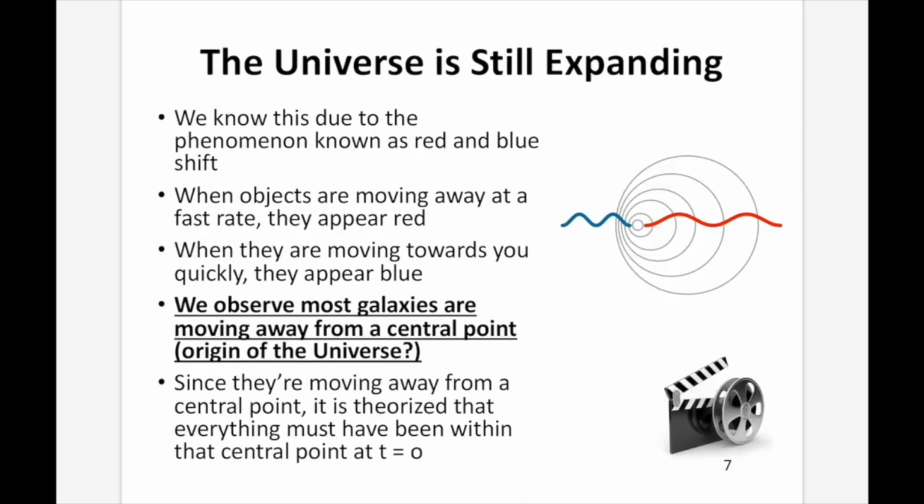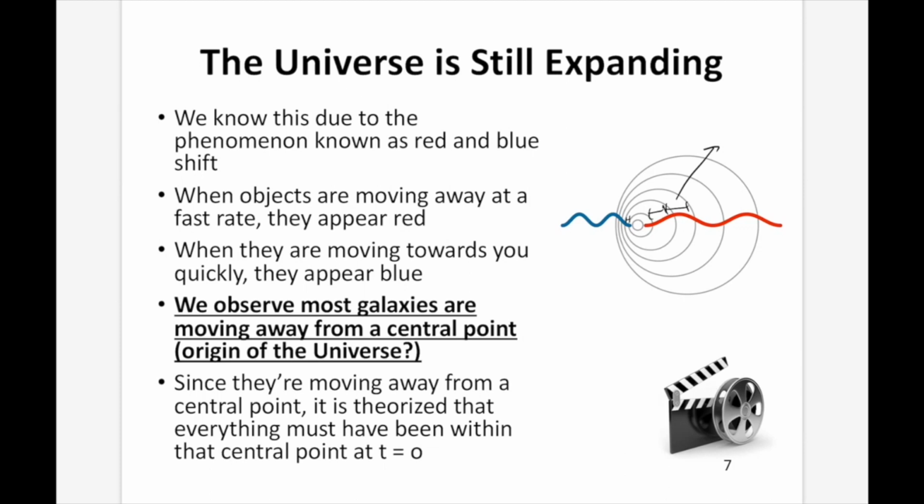Now, the universe is still expanding. We know this due to the phenomenon known as red and blue shift. When objects are moving away from us at a really fast rate, they appear red. And that's shown in this diagram here on the right. As our wavelengths get spread out, you can see the distance here is larger than the distance here. So with these larger wavelengths, we're going to get a shift towards red. And with very specific telescopes, we can pick up this red shift.